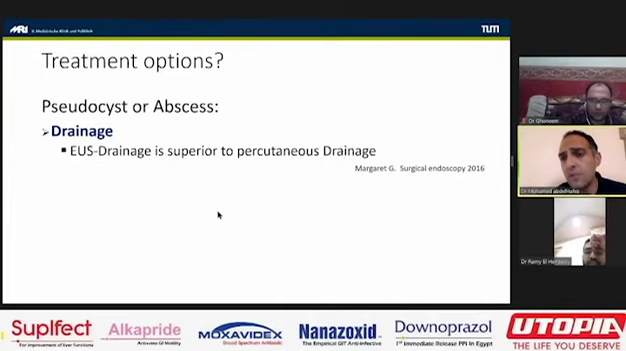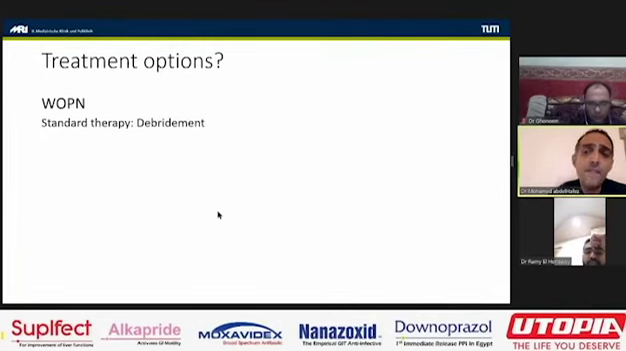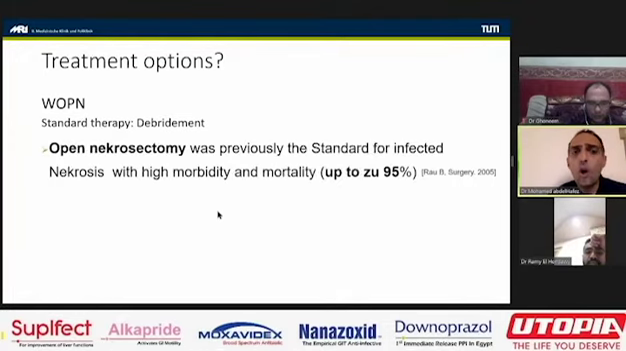Consider percutaneous drainage in special cases. Okay, if it is walled-off pancreatic necrosis, standard therapy is debridement. Necrosis, always necrosectomy. It is the only treatment. How to do it? Open necrosectomy was standard before, with a mortality rate up to 95%. So I think it doesn't make any sense to give a patient a 5% chance.